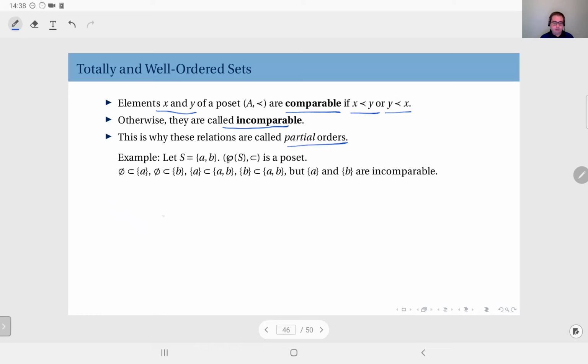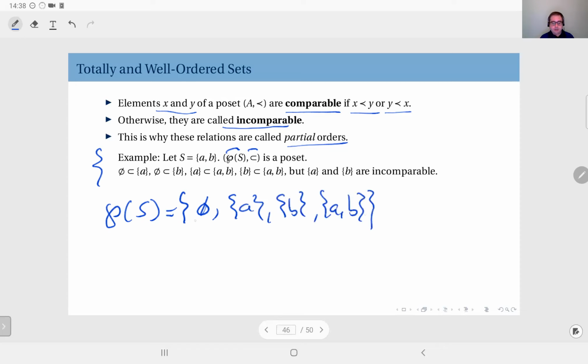But consider this. Let S be {a, b} and define the poset, the power set of S with subset. Of course, the power set of S consists of the empty set, the singletons {a} and {b}, and the set itself. Now, the empty set is a subset of this, it's a subset of this, it's a subset of this. This is a subset of this. This is a subset of this. Of course, all of them are subsets of themselves.